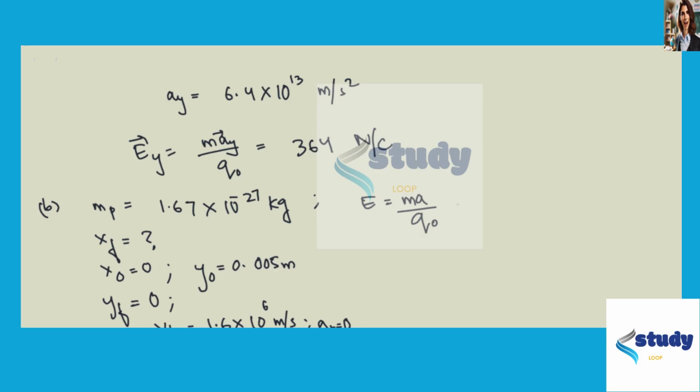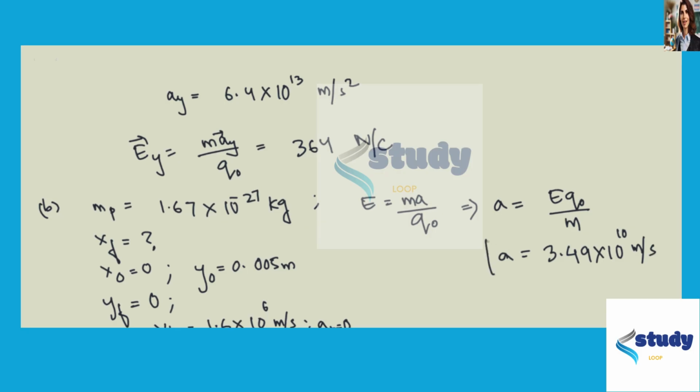So now we can solve this equation for a. That is equal to E q naught over m, and substituting these values from the first part for the electric field, we get acceleration to be equal to 3.49 times 10 to the power 10 meters per second. So this is the acceleration for a proton.